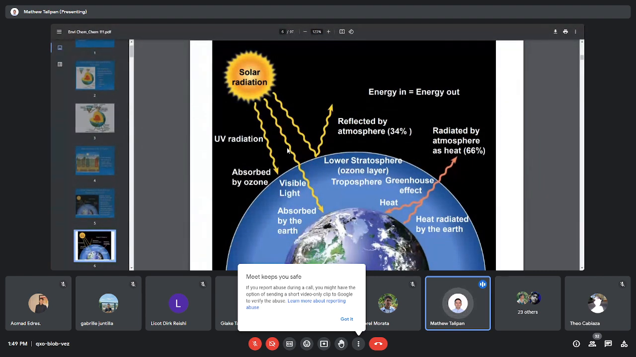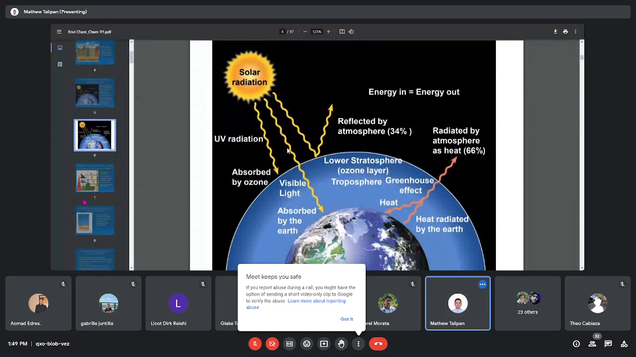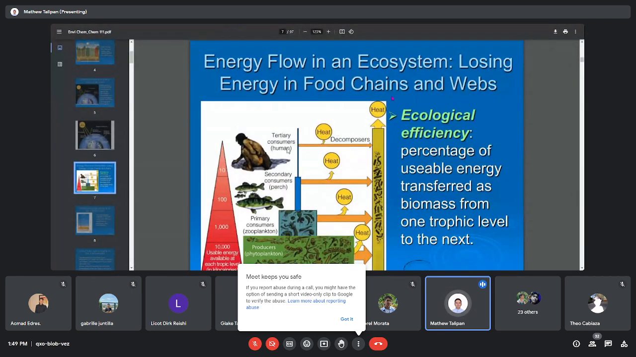If you take a look now at the different composition of the gases in our atmosphere, but before that, based on the principles of thermodynamics and the one-way flow of energy in the ecosystem, we see here that the energy coming from the sun is absorbed by the producers such as phytoplankton and the plants. Then as one goes up the trophic level from the producers to the tertiary consumers, the amount of available energy decreases, as seen in this diagram.